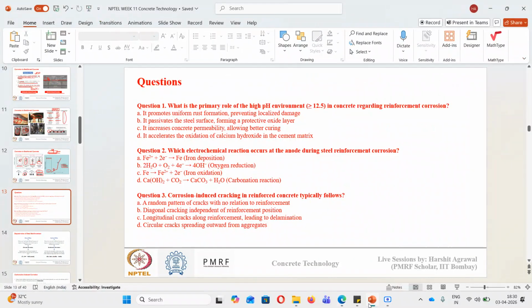Any guess for question number one? What will be the correct answer? We have just discussed this on slide number 10. Can anyone recall what was the reason for high pH?